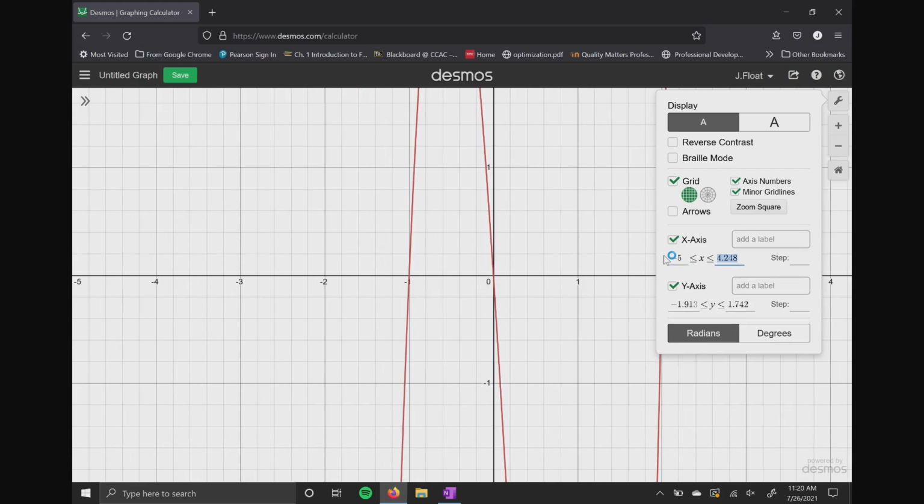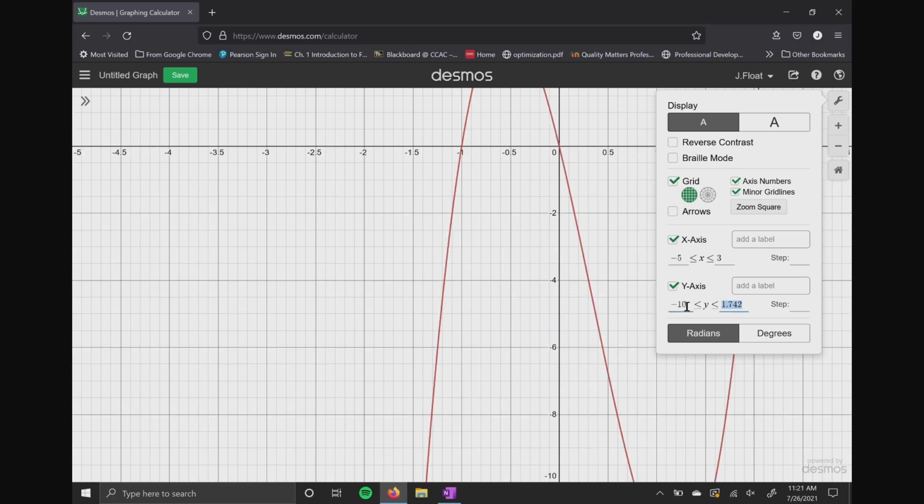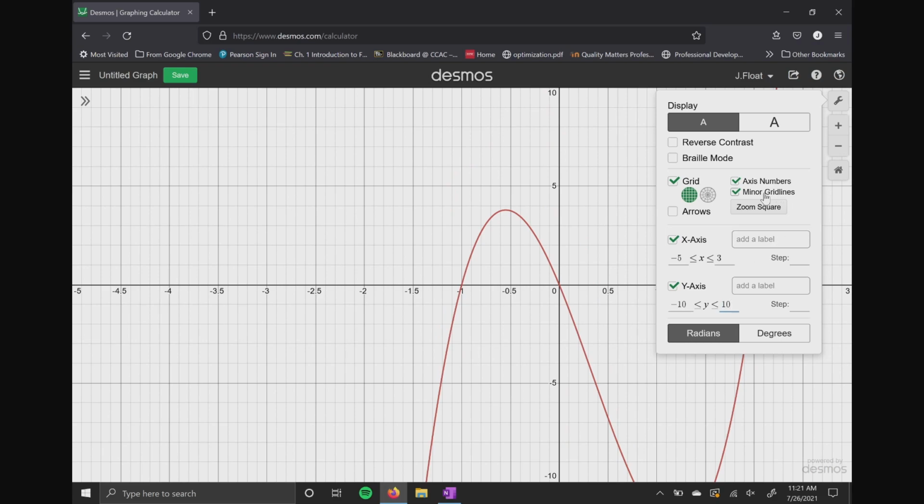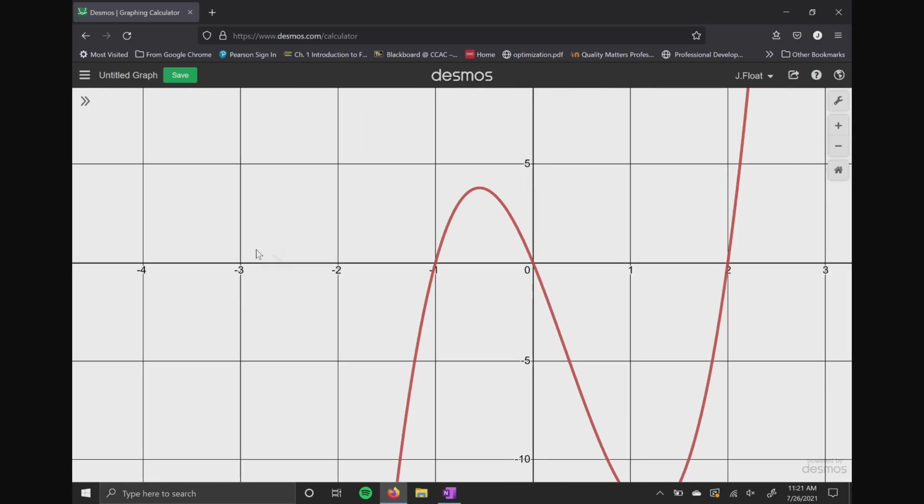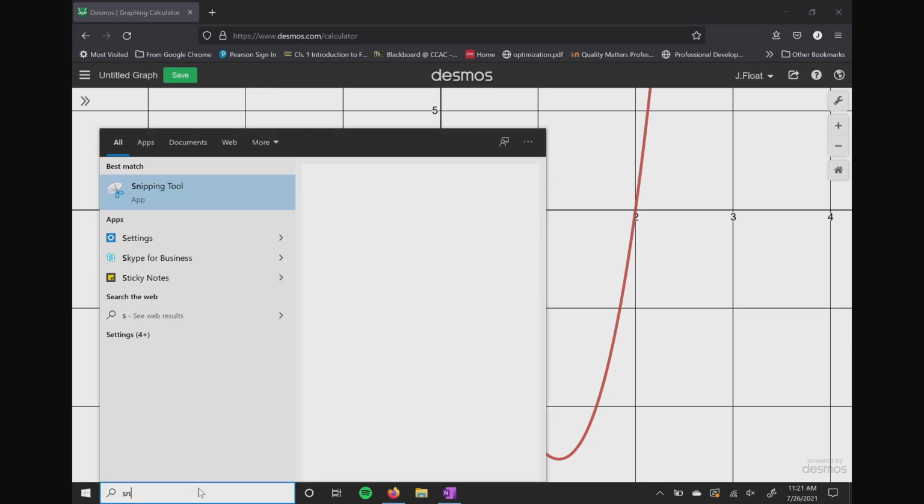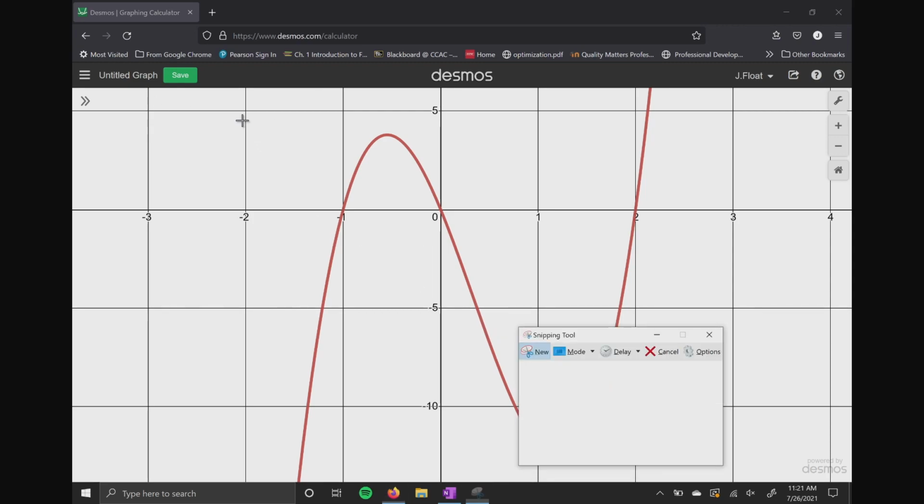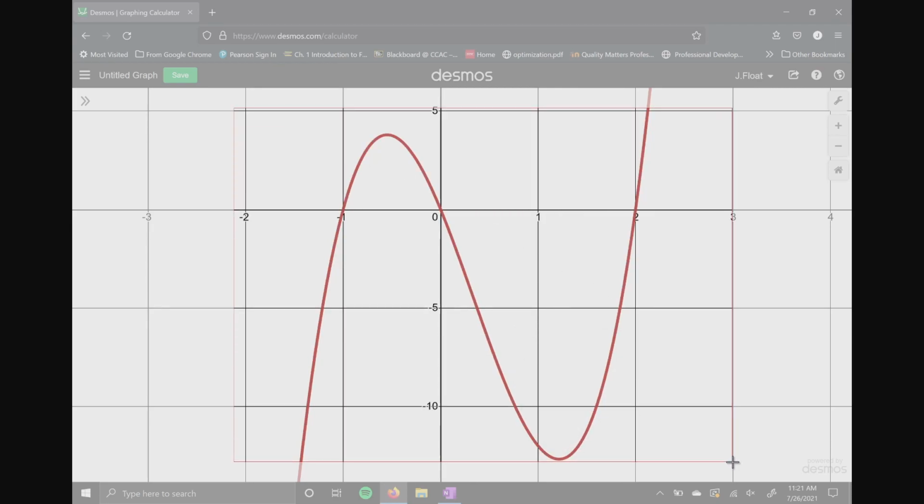So let's do 3, and then my y-axis will go -10 to 10. Get rid of those minor lines. All right, so hopefully now you could see what's happening here. If I were to find the area underneath this curve, you know what? Let me just bring this into our notes, because then I can just fill it in. All right. Beautiful.